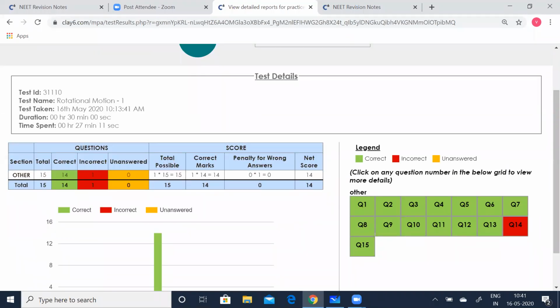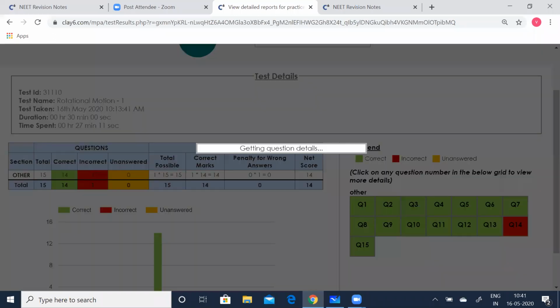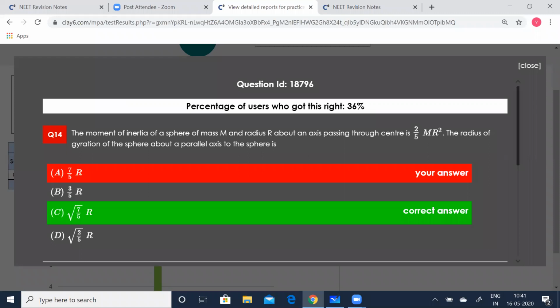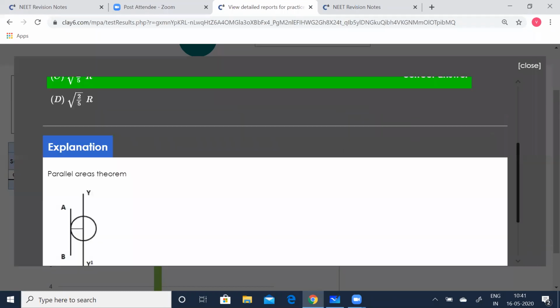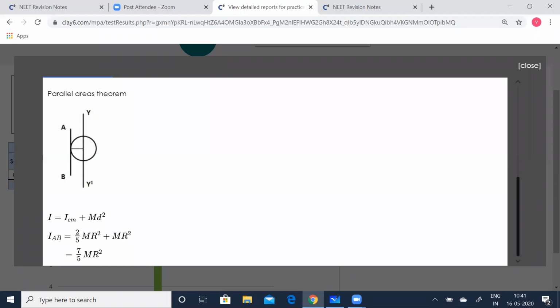Now it says 14th is incorrect. Let us see what is wrong in that. Click on that. The answer says root of 7 by 5 r. I marked it as 7 by 5 r. So that means it should have been root of 7 by 5 r. Right? I didn't mark that. Let us see the explanation for that. It says I_AB is equal to 7 by 5 mr squared. But I think there was some error. What I did was correct. It should have been 7 by 5 mr squared was the correct answer, but some technical error, I guess.